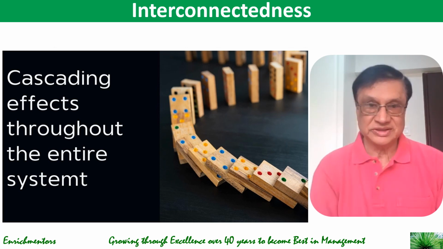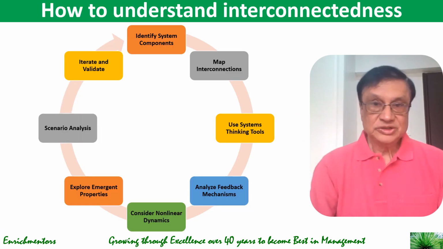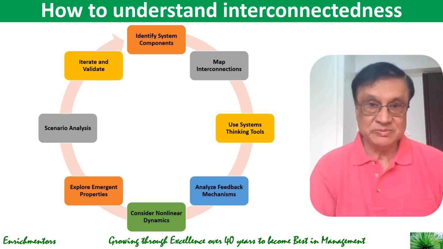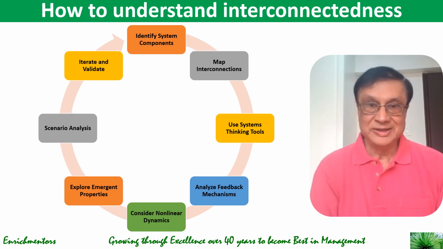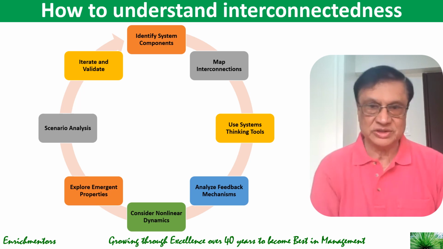Let's understand the whole process, the things that you can do to understand these interconnections within the system for predicting system outputs and designing effective interventions. The process starts with the familiar thing, identifying system components, which we talked about at great length in the last section. Also in the last section we covered how to map interconnections, interconnections as part of the holistic perspective, system thinking tools, and analyzing feedback mechanisms. We will quickly summarize these four things.